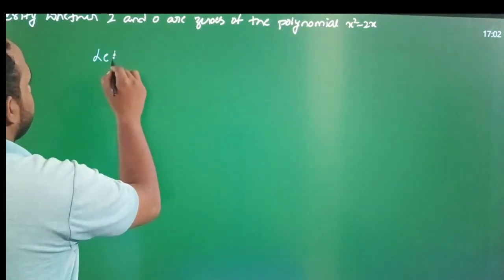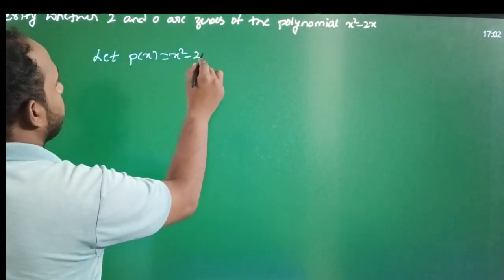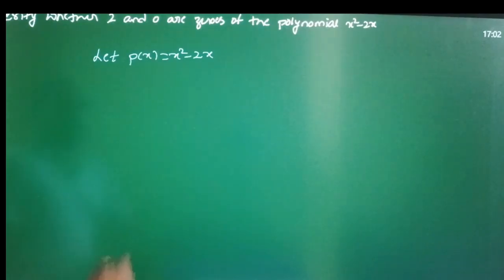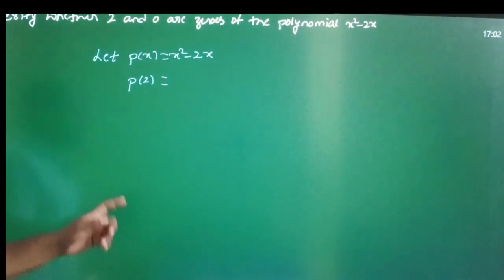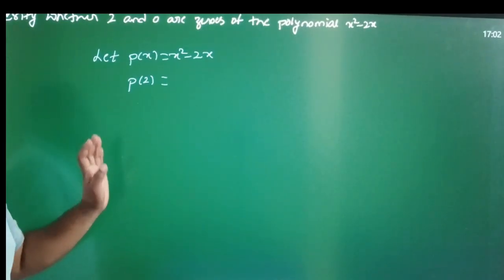Let p of x equals x square minus 2x. Now I have to verify 2 is the 0 of the polynomial. First we substitute 2 in the place of x.